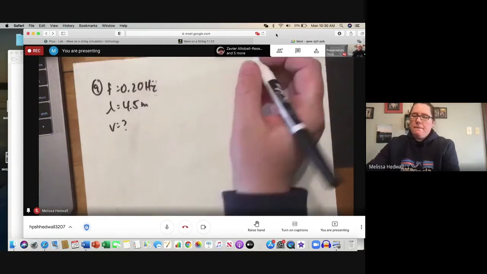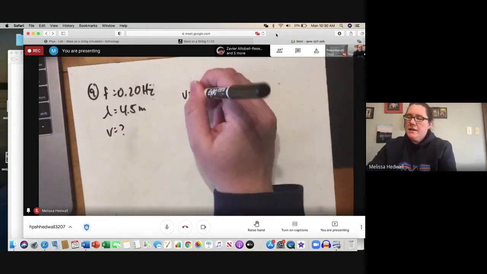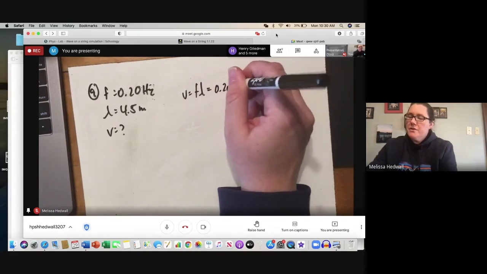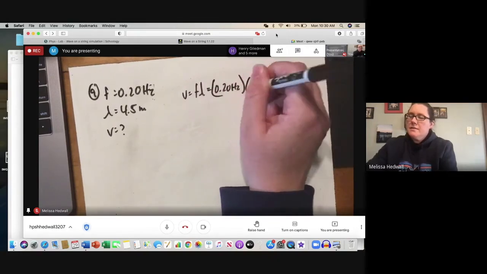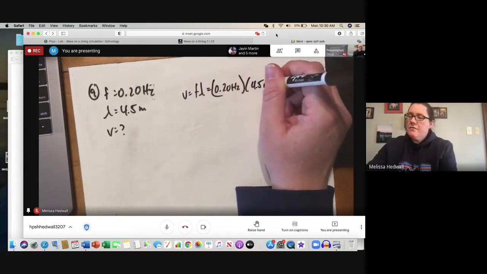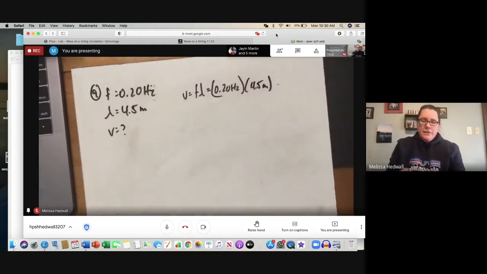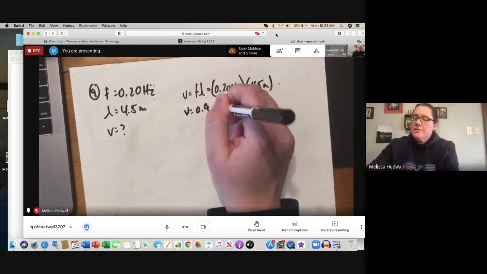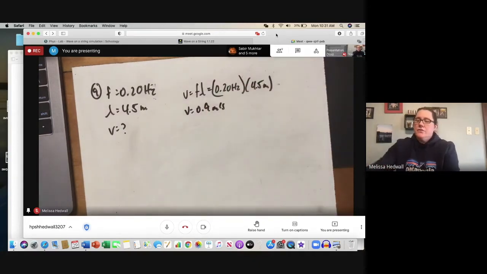So we can do v equals f lambda. So we have our frequency of 0.20 hertz times our wavelength of 4.5 meters. So if we do that, 0.2 times 4.5, we get 0.9 meters per second. So this is for part A.